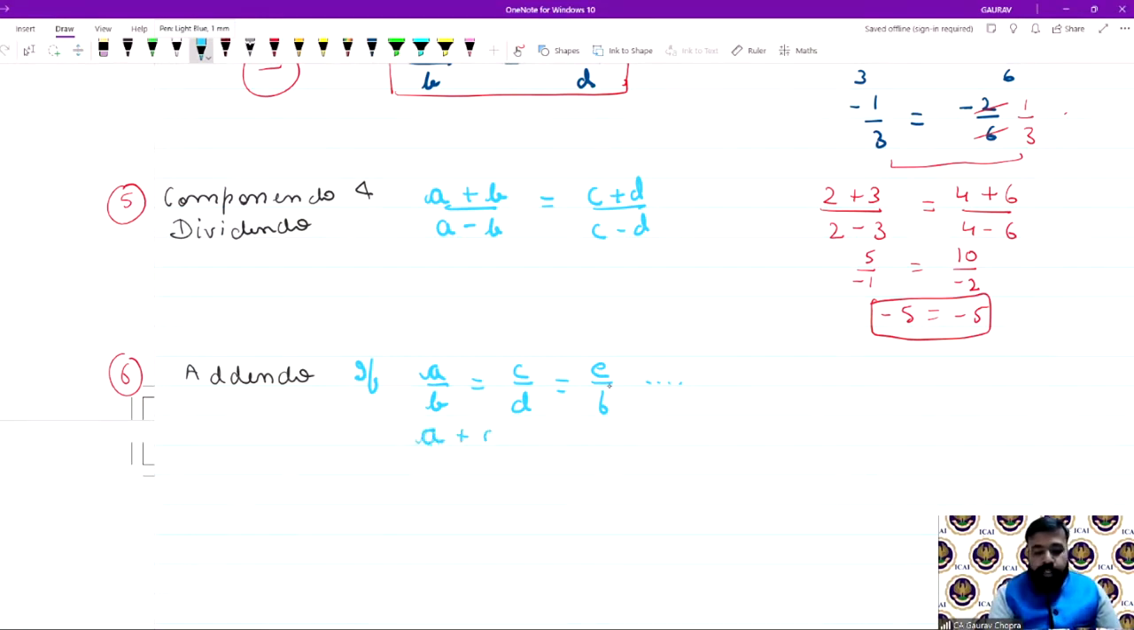A plus C plus E plus and so on, divided by B plus D plus F and so on. So addendo means add all the numerators divided by add all the denominators. So it becomes addendo.